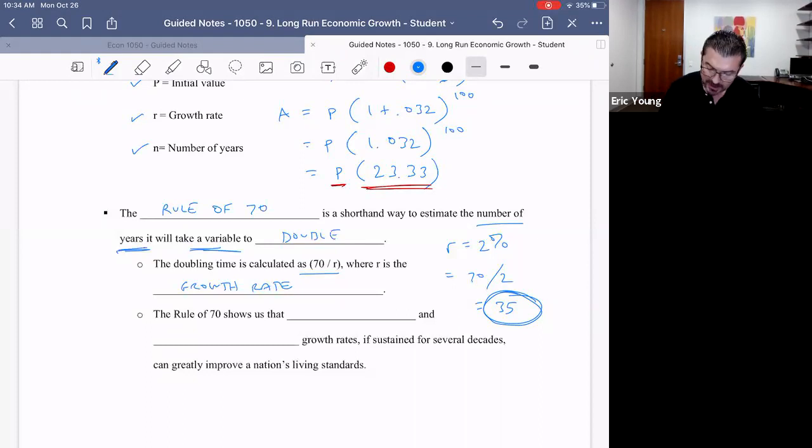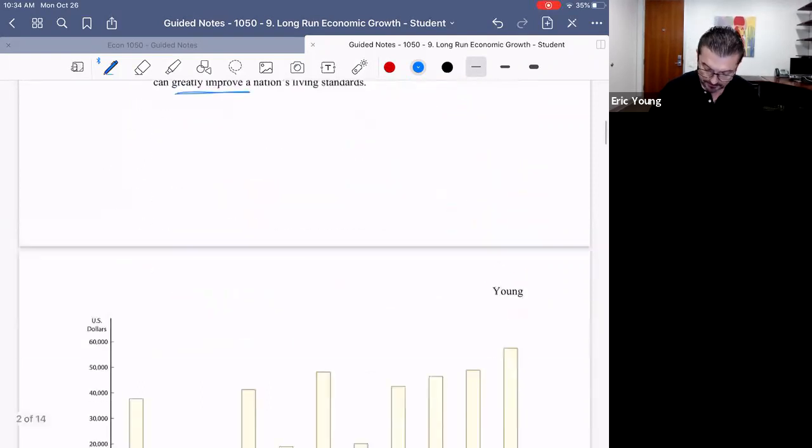So to summarize, what the rule of 70 really tells us is that small and consistent growth rates, if you can sustain them for several decades, can vastly, greatly improve people's living standards.